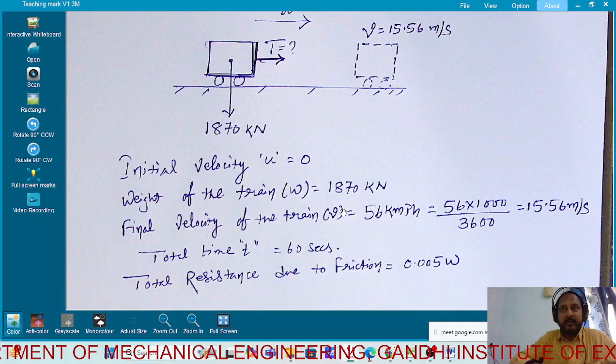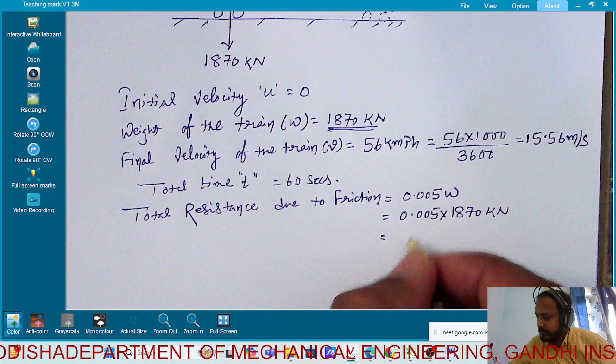It is 9.35. What is the unit? Kilonewton. So 9.35 kilonewton. Basically, what you have to find out is the tension in the drawbar. So T is nothing but the tension in the drawbar, which you are going to find out.